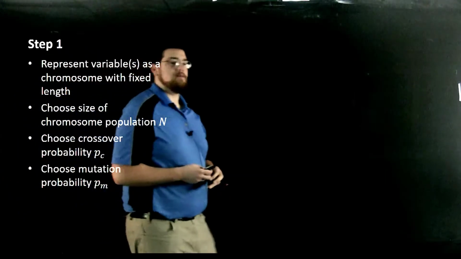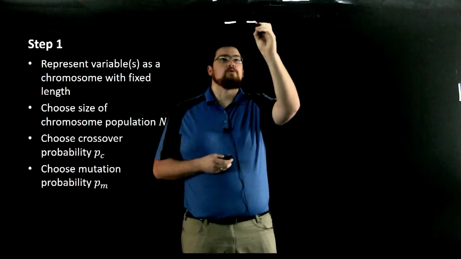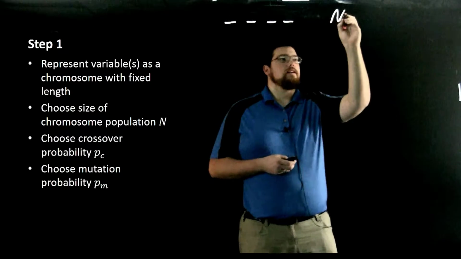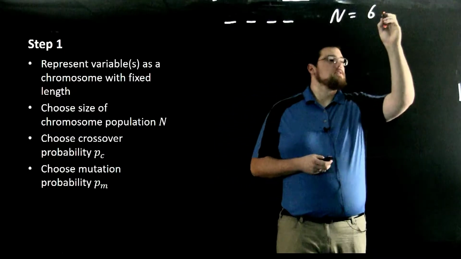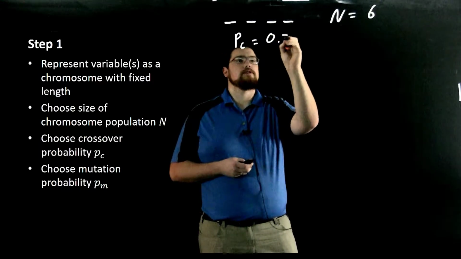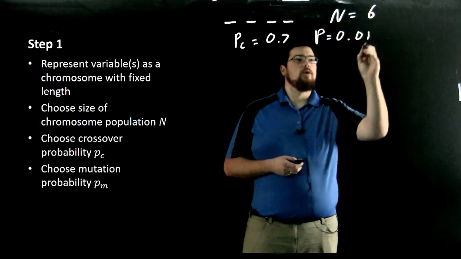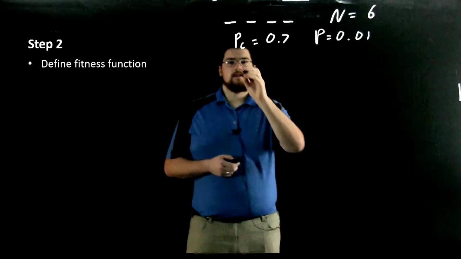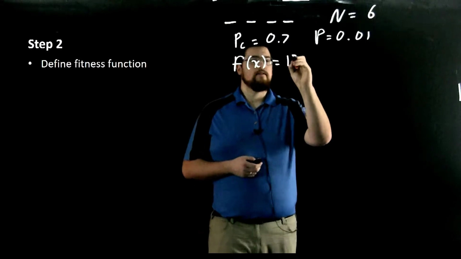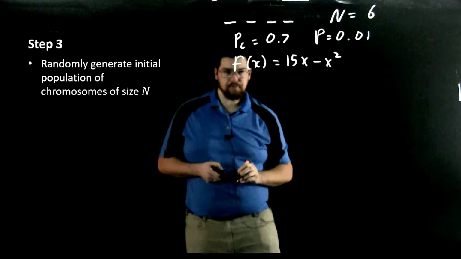So going through the steps again, we first have to select our chromosome length. We will use those same 4-bit chromosomes. We will say that n equals 6, set our probability of crossover P sub c to 0.7, and our probability of mutation to 0.01. And so, as last time, our fitness function is f of x equals 15x minus x squared.